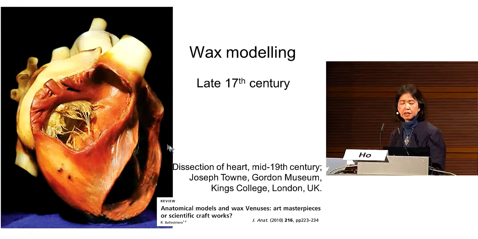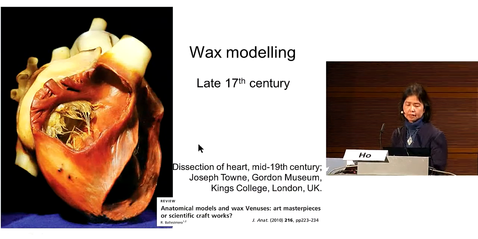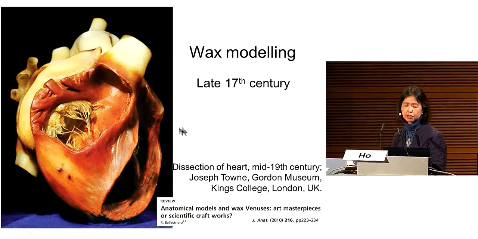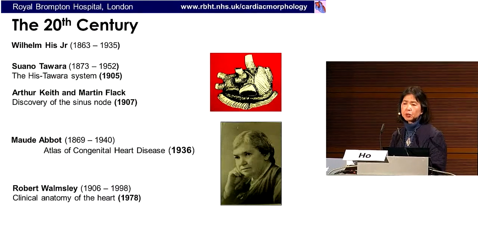And also running within that period of the 17th century, 18th century, wax modeling came into fashion. So this is a dissection of a heart found in the King's College Gordon Museum, where the heart is modeled because when you take a cadaver heart out, if it's not preserved, it's very difficult to handle, it gets smelly and starts to decompose. So it became fashionable to make wax models. What about the 20th century?